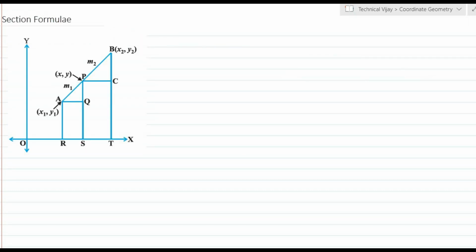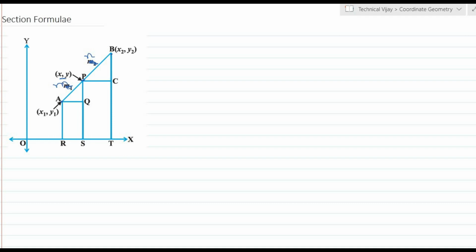Here the section formula can be derived by using this diagram. There is a line AB. The coordinates of A are (x1, y1) and the coordinates of B are (x2, y2). The point P with coordinates (x, y) is lying on this line in the ratio of m1 and m2. Instead of that, we will assume m and n. So this is m and this is n.